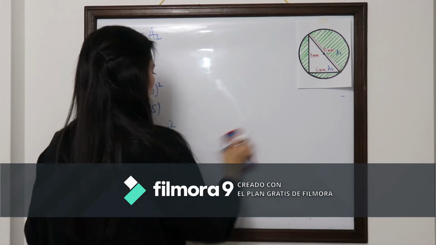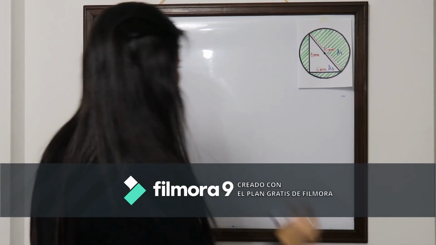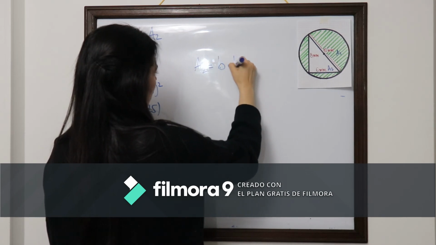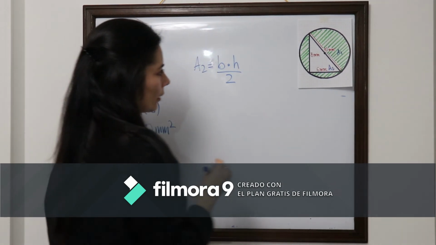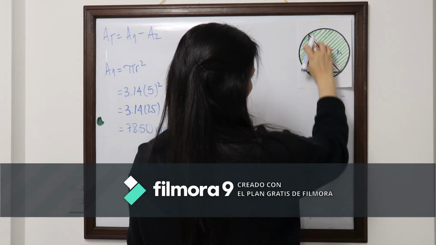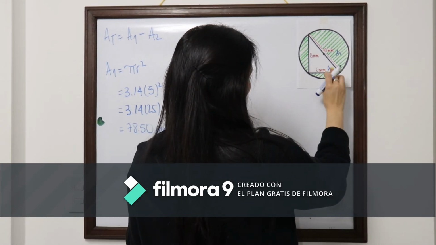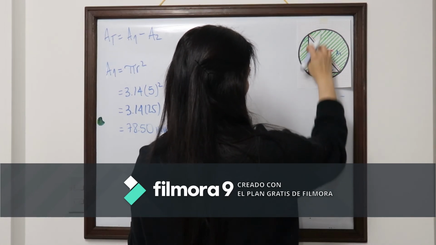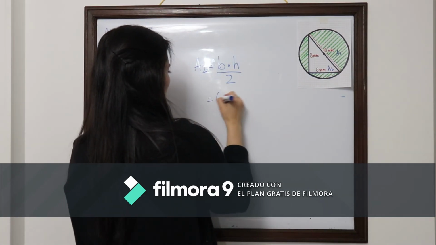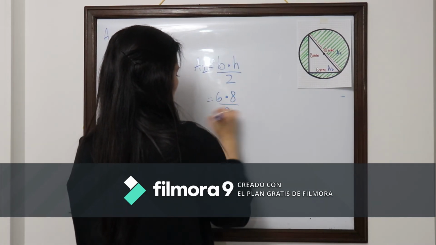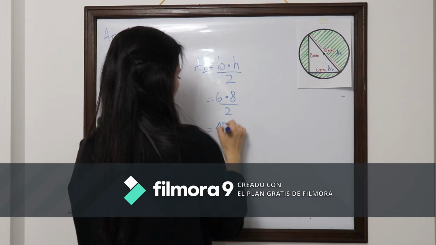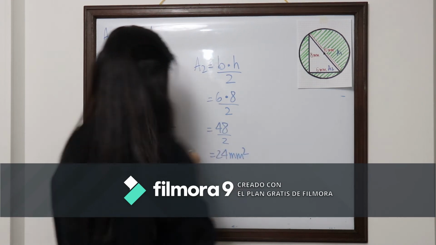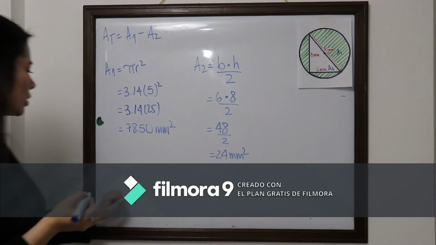Now let's think about the second area, which is a triangle. The second area is going to be base times height divided by 2. Now again, since this is a right triangle, we know the base is going to be the 6 millimeters over here, and the height is going to be the 8. So 6 times 8 divided by 2. That is 48 divided by 2. That is 24 square millimeters. And then we're just going to subtract.